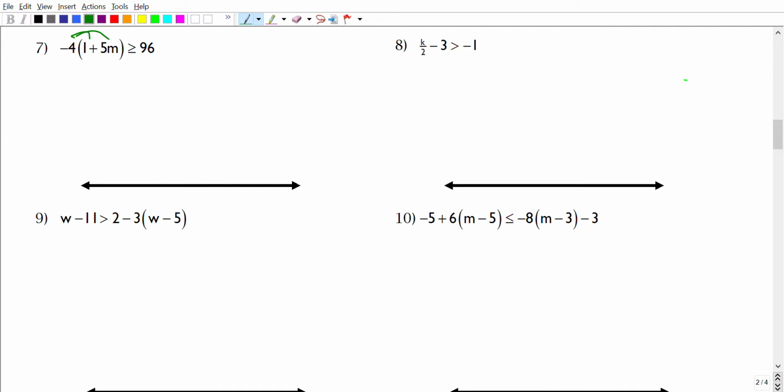Distribute the negative 4, and negative 4 minus 20m is greater than or equal to negative 96. All right.